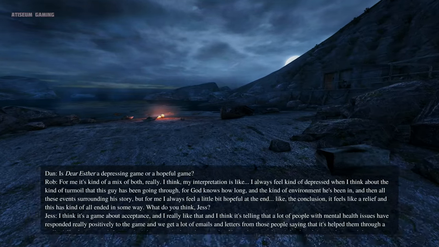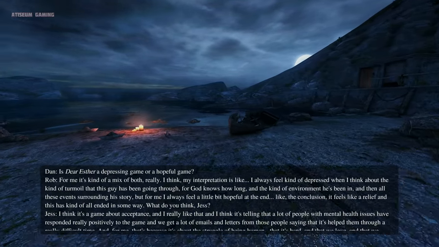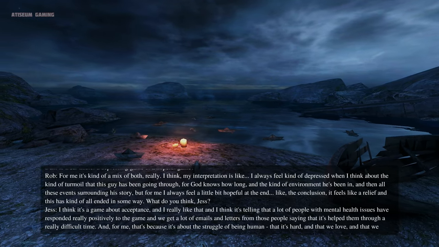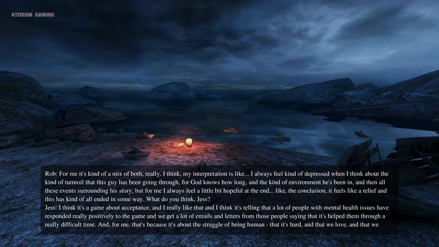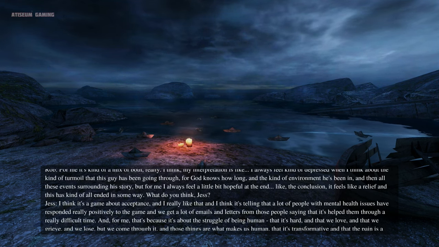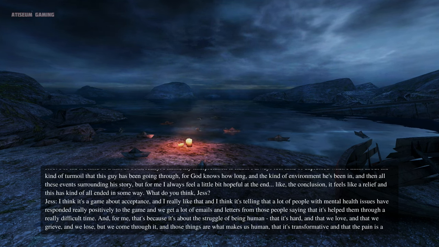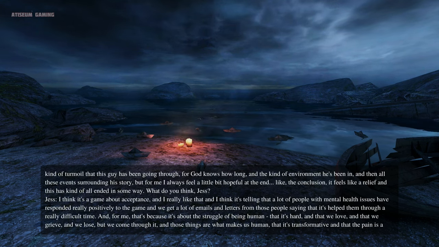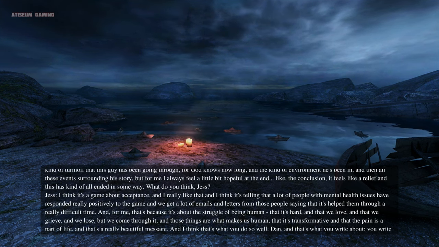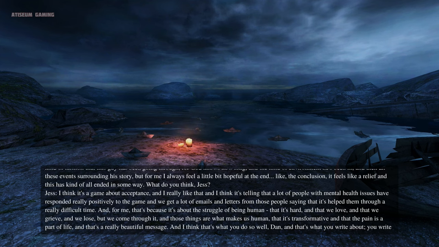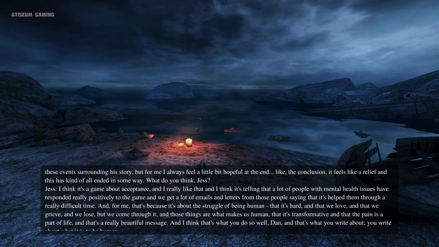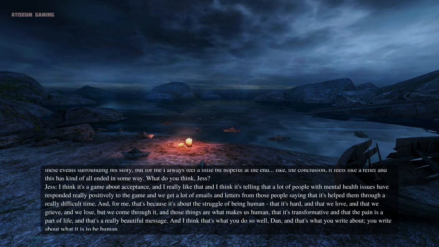Is Dear Esther a depressing game or a hopeful game? For me, it's a mix of both, really. My interpretation is that I always feel kind of depressed when I think about the turmoil that this guy's been going through for God knows how long, and the environment he's been in, and all these events surrounding his story. But I always feel a little bit hopeful at the end. The conclusion just feels like a relief, like this has all ended in some way.